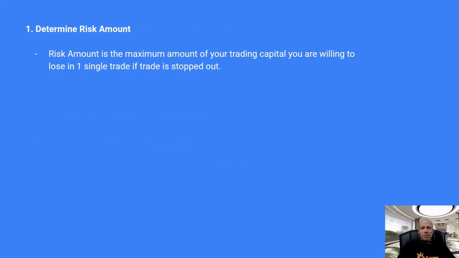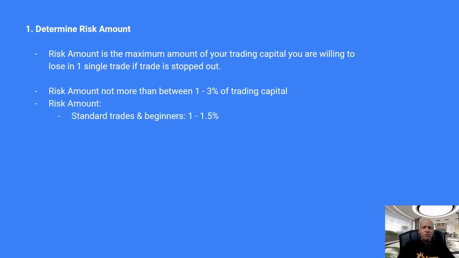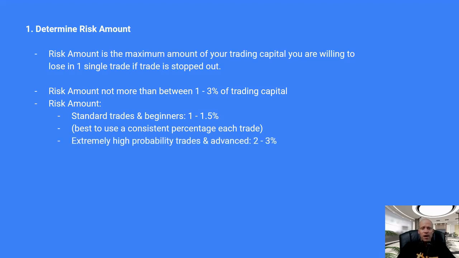First, determine the risk amount. Risk amount is the maximum amount of your trading capital that you are willing to lose in one single trade if the trade is stopped out. Usually the risk amount should not be more than between 1 to 3% of your total trading capital. For standard trades and for beginners, the risk amount should not be more than 1 to 1.5%. And it's best to use a consistent percentage at each trade. For extremely high probability trades and for advanced traders, 2 to 3% might be considered.